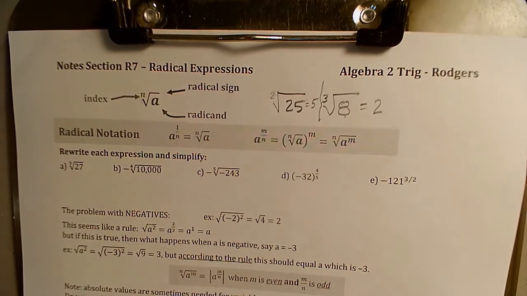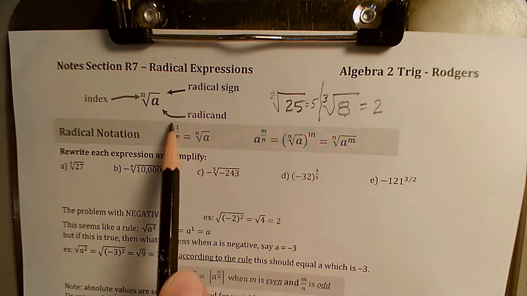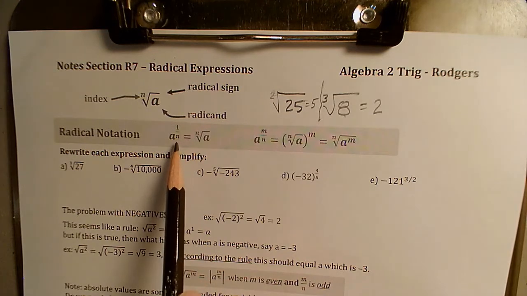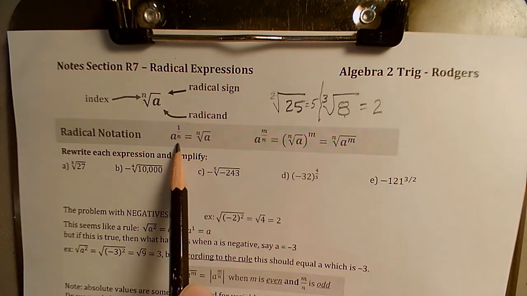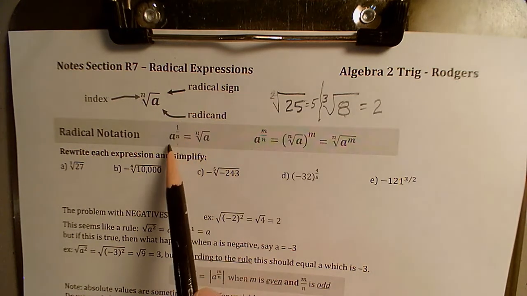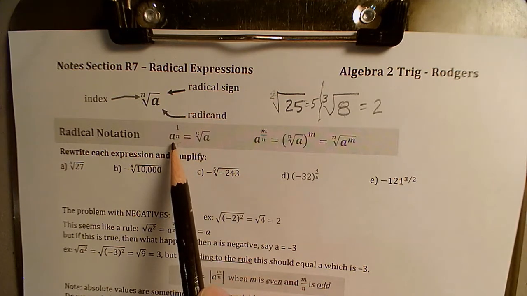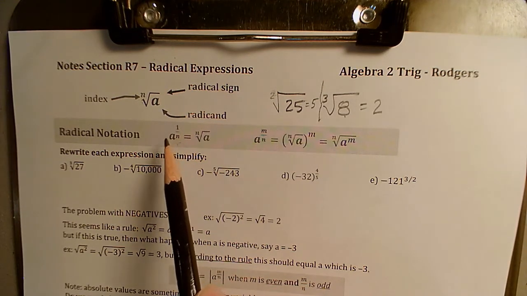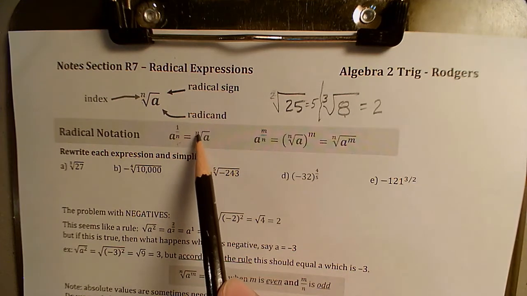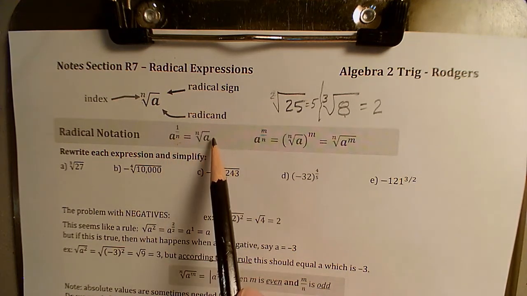Okay. Now, we've been dealing with negative exponents in previous sections, but now we're going to deal with exponents that are fractional. And so if I have a to the 1 over n power, that fraction 1 over n is the exponent on the a, that can be written as the nth root of a. Okay, so that's kind of how we convert it.